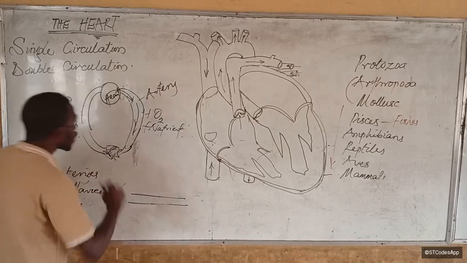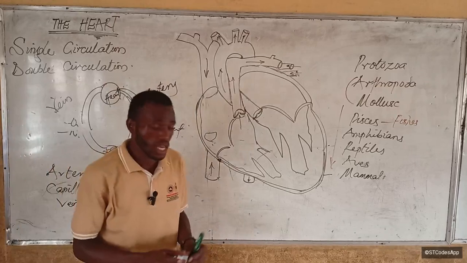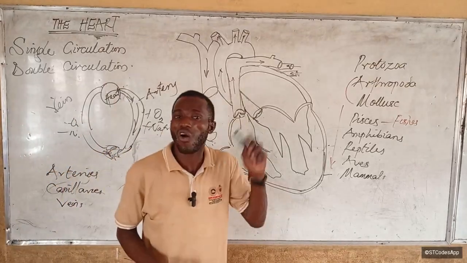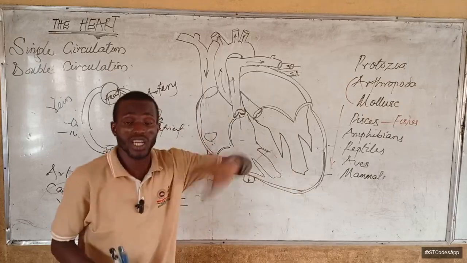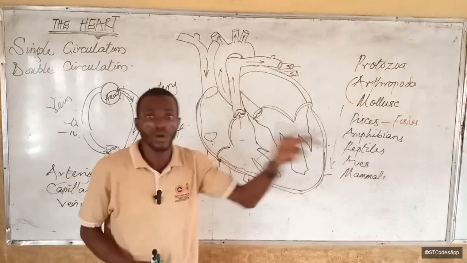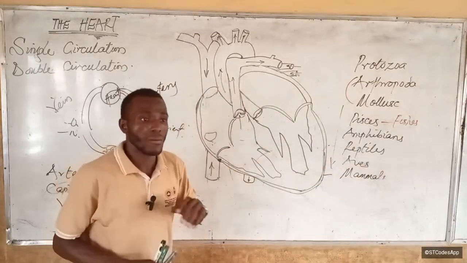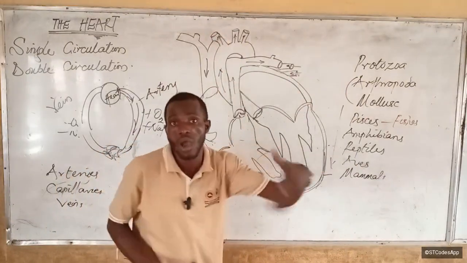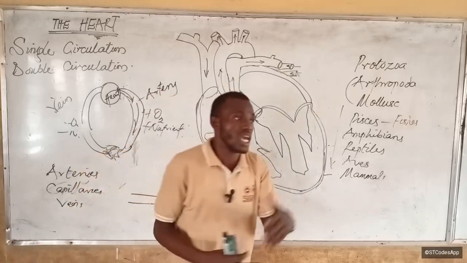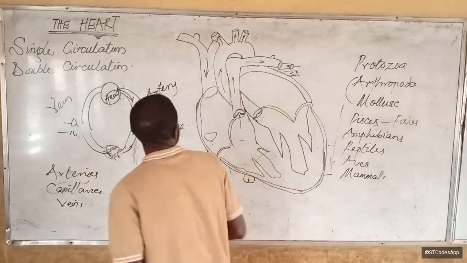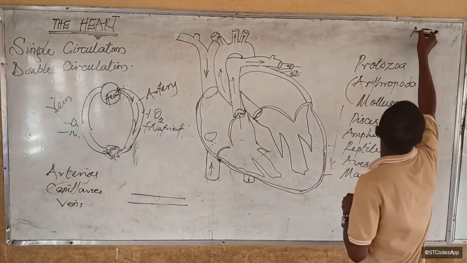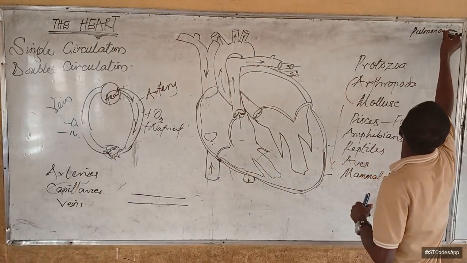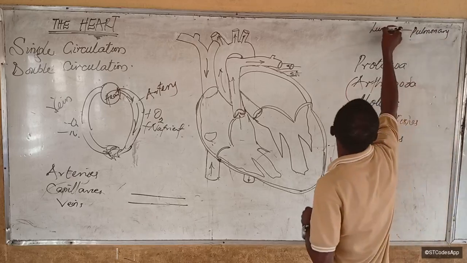You get it? So if it goes away from the heart, it's going to be called the artery. And depending on the organ that it's going to from the heart, we will now name them. Pulmonary if it's going to the lungs. Pulmonary means anything related to the lungs.